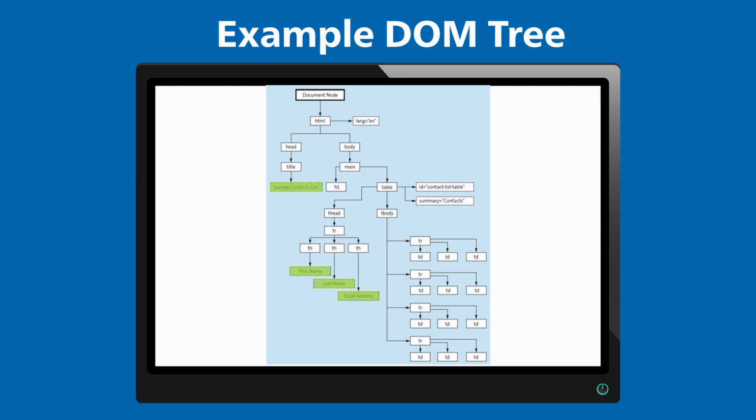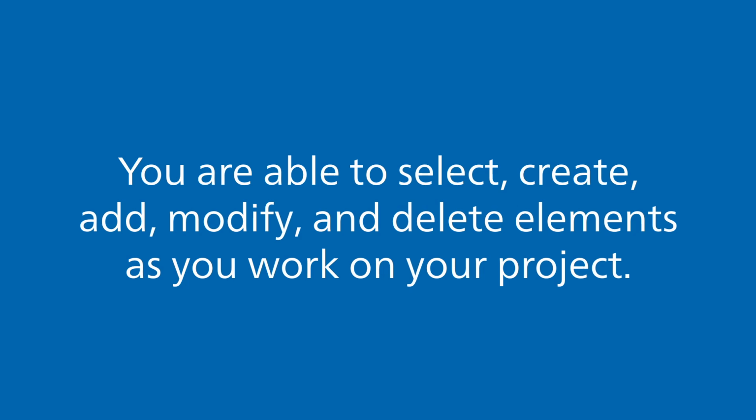The text within HTML elements is represented by its own type of node, called a text node, shown surrounded by dashed lines and colored. In our example, we have the nodes for the texts: contact list example, contact list, first name, last name, and email address. Note that not all text nodes are shown for space reasons. You are able to select, create, add, modify, and delete elements as you work on your project.